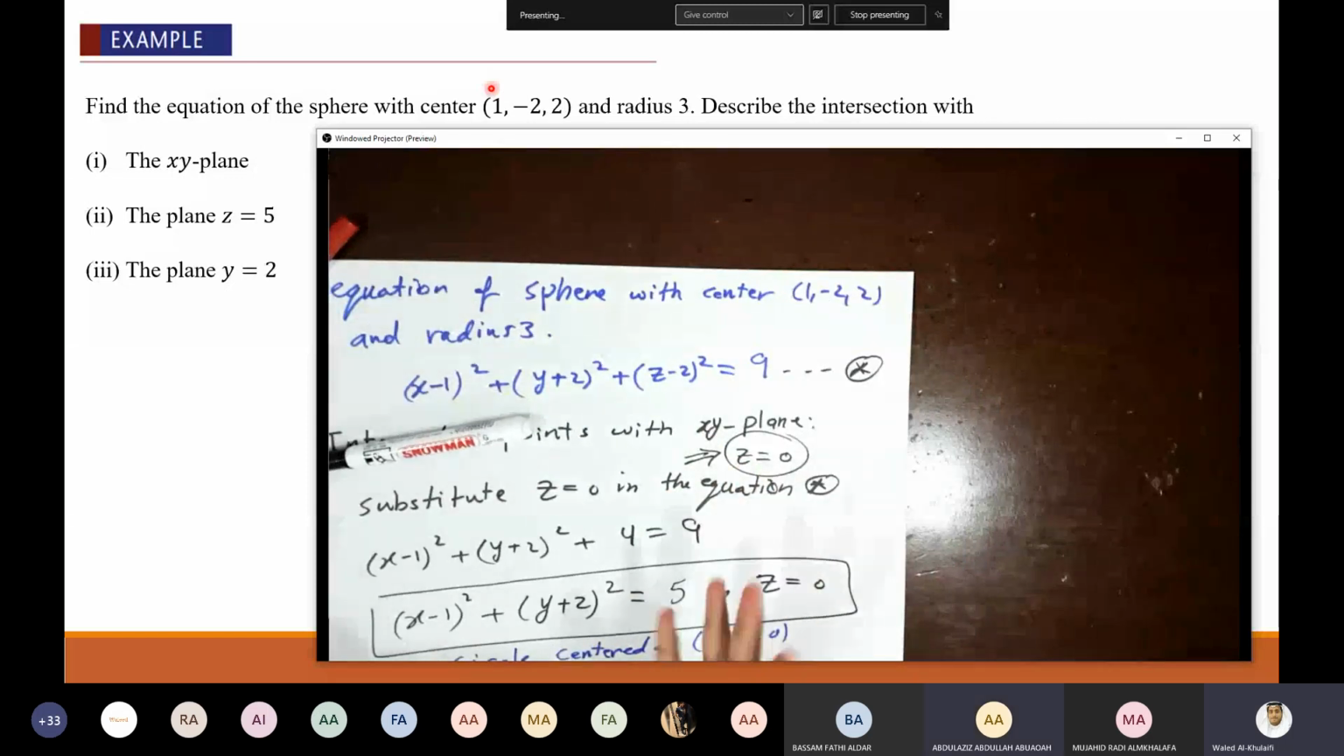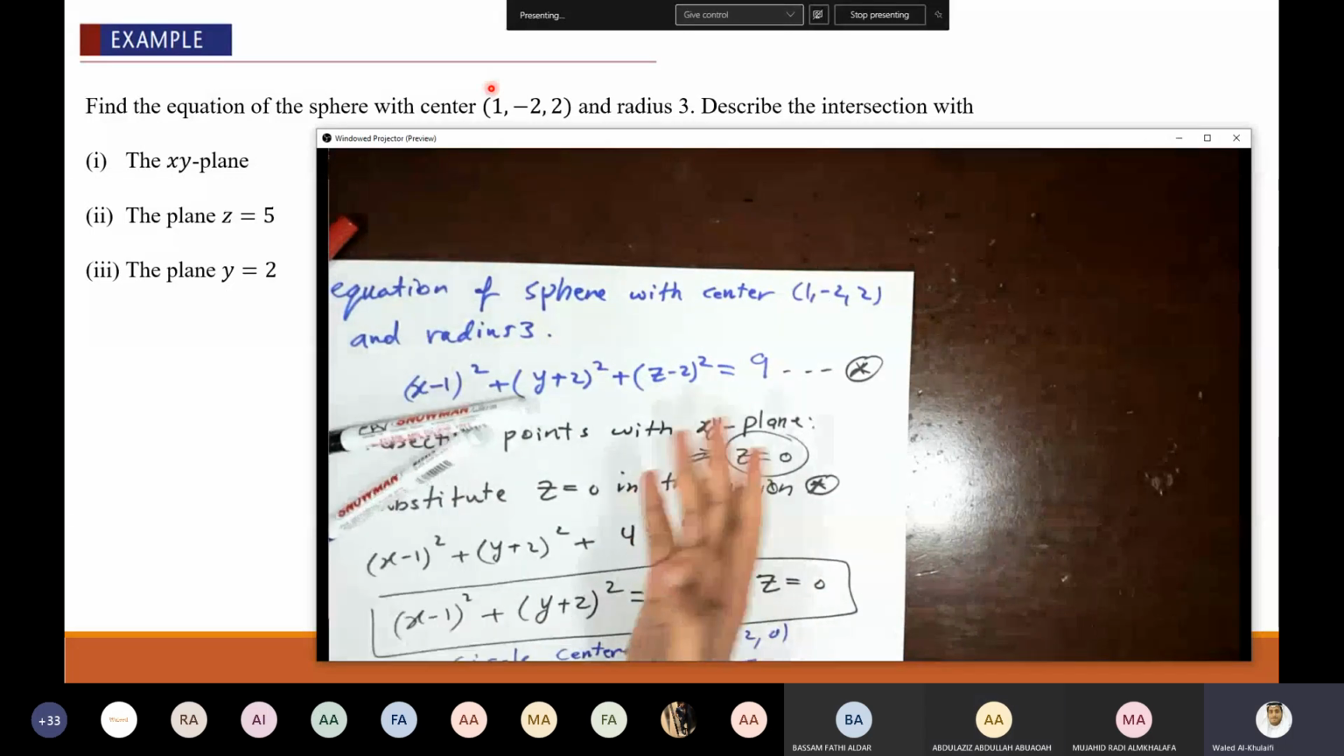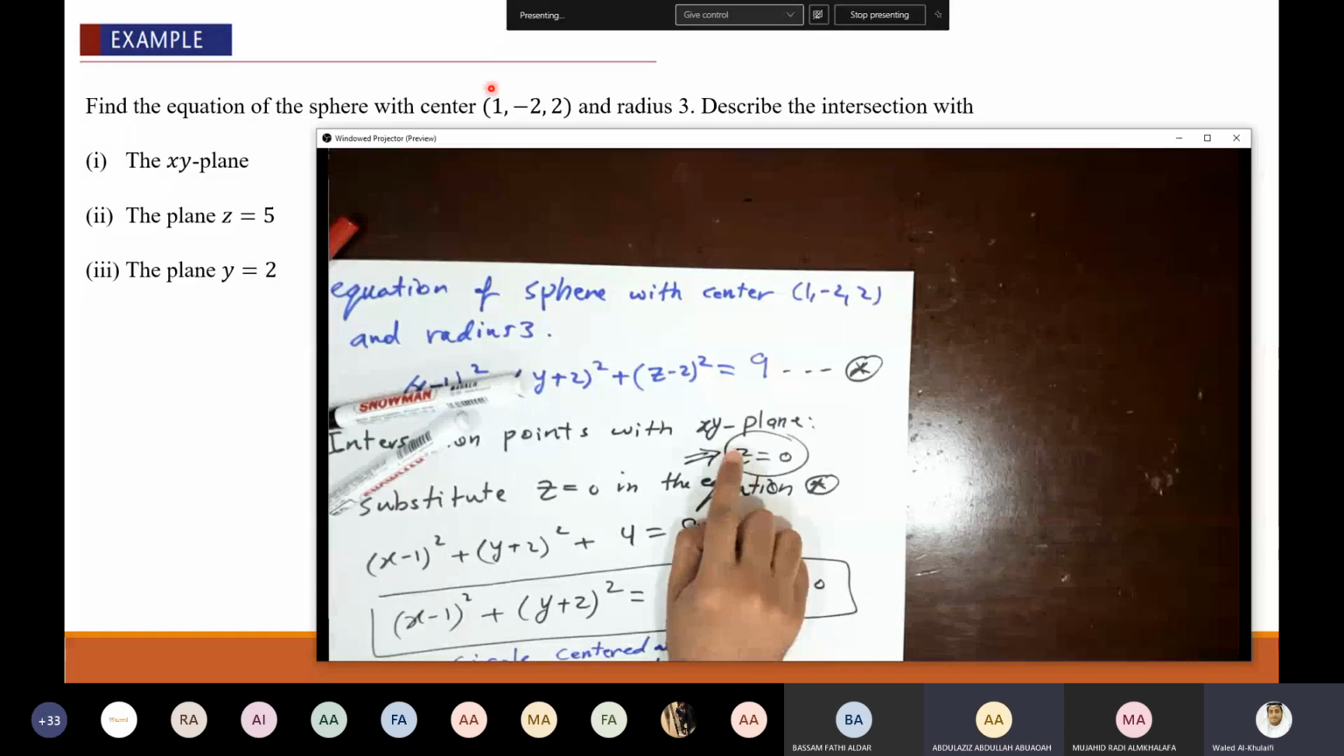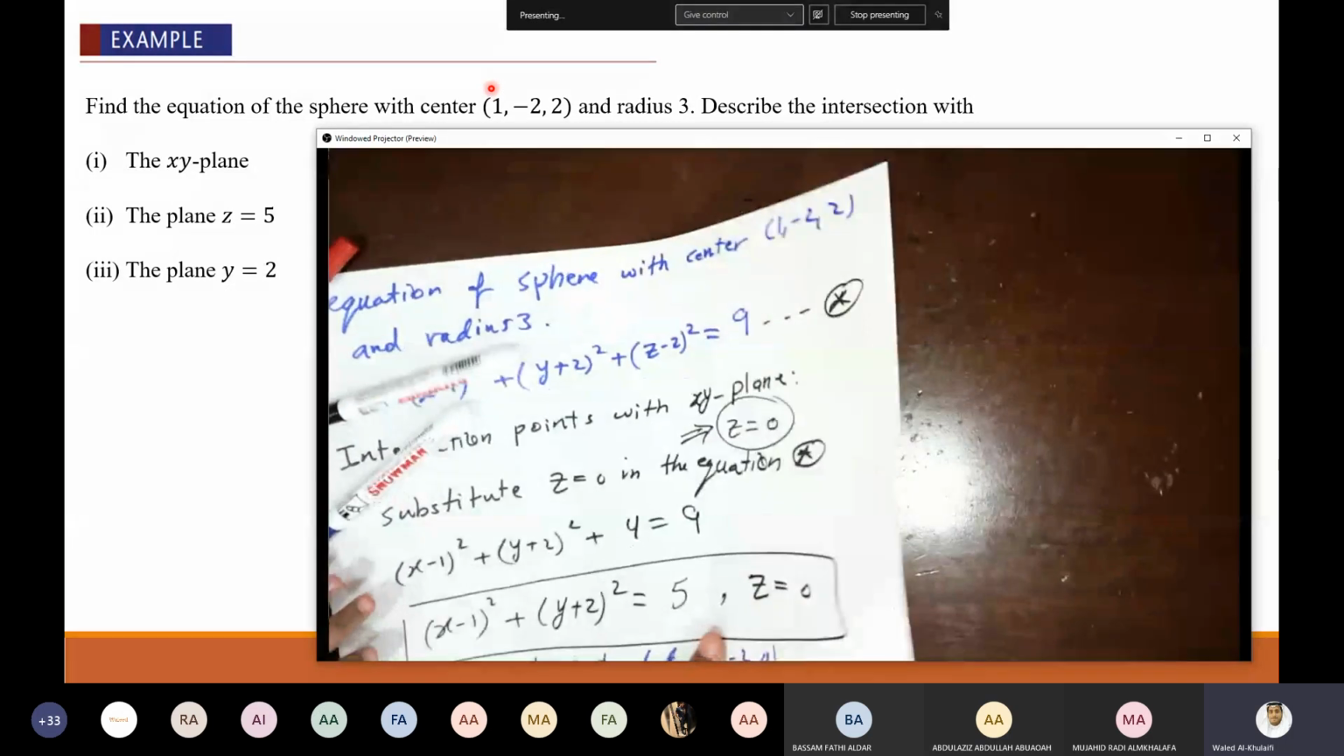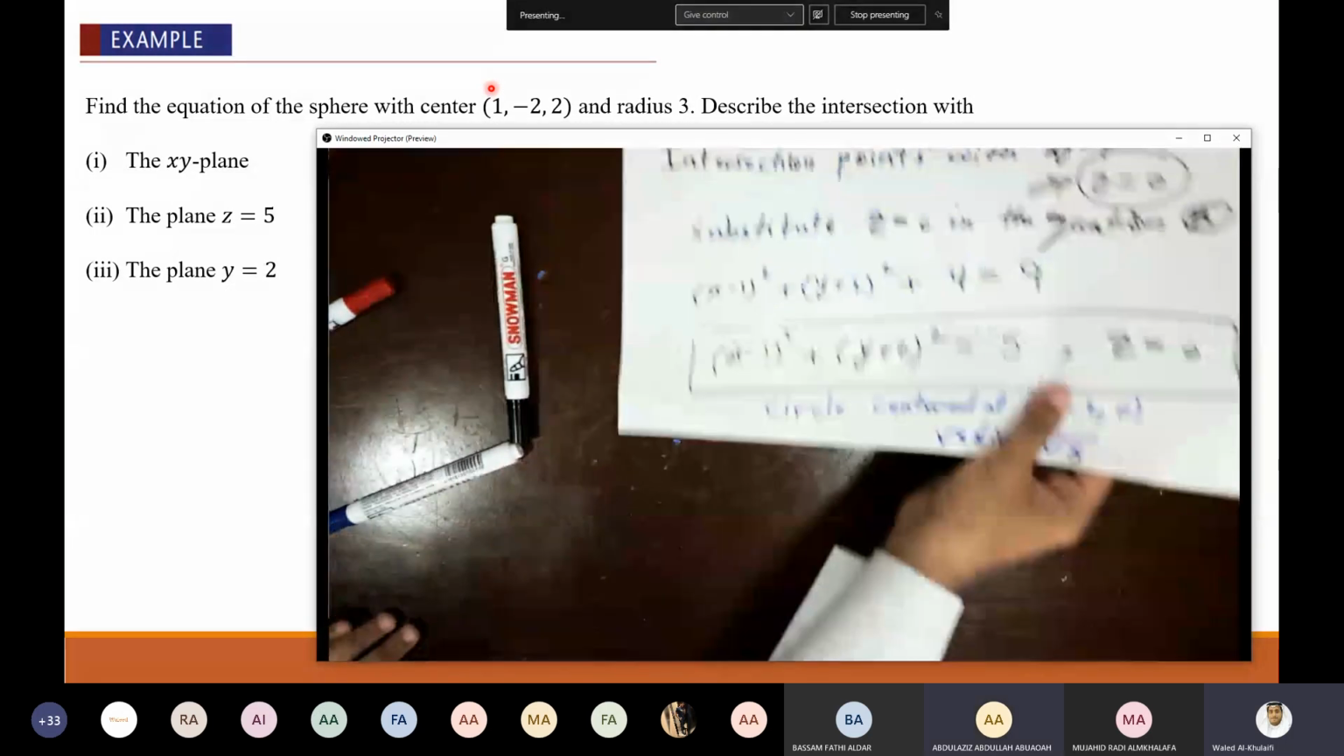I don't want you just to memorize it this way, but it means all the points where z is 0. So the XY plane is like when you're standing in a room, it's what your feet stand on, all the plane of the floor, all the floor. Okay, I get it.